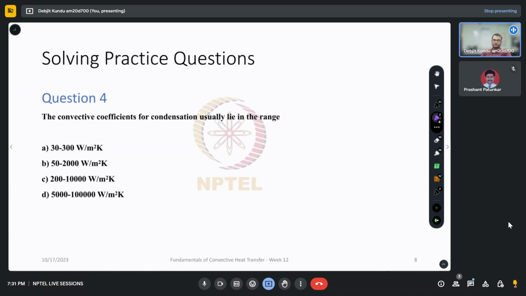We'll move on to question number 4 now, which asks us to find the convective coefficient for condensation, which usually lies in which range? Is it option A, 30 to 300 watt per meter square Kelvin? Option B, 50 to 2000 watt per meter square Kelvin? Option C, 200 to 10,000 watt per meter square Kelvin? Or option D, 5,000 to 100,000 or 1 lakh watt per meter square Kelvin? What is the usual range for condensation heat transfer?